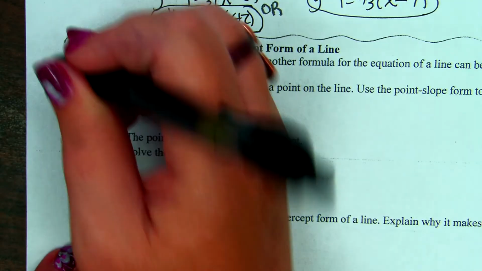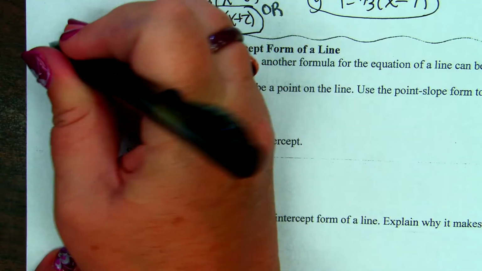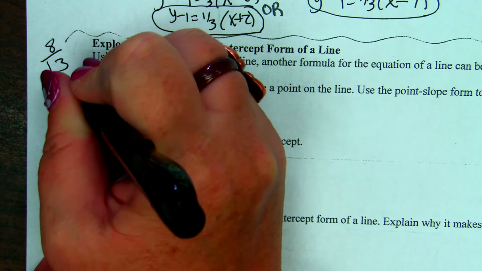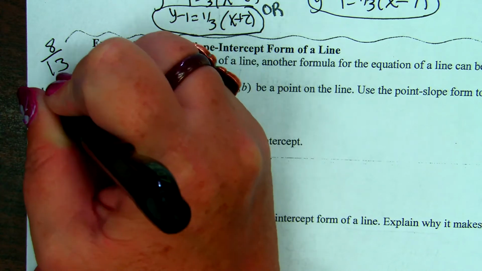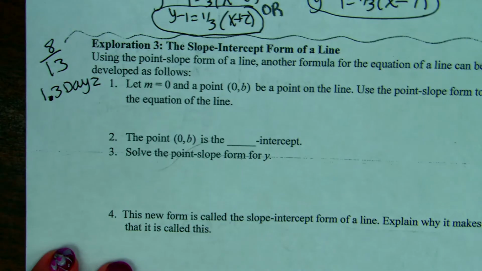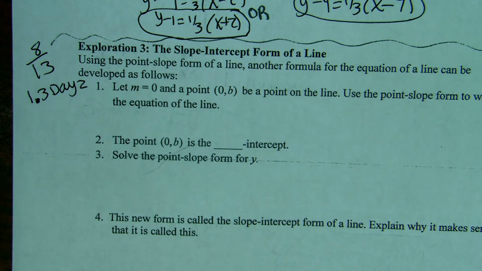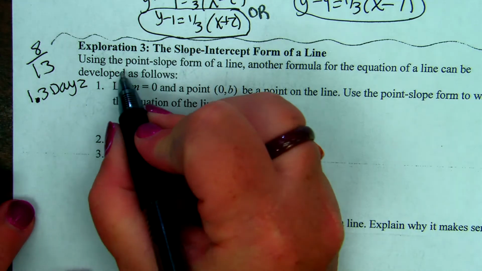Today is 8/13 and this is 1.3 day 2. Slope-intercept form of a line. Yesterday we learned about the point-slope form of a line.